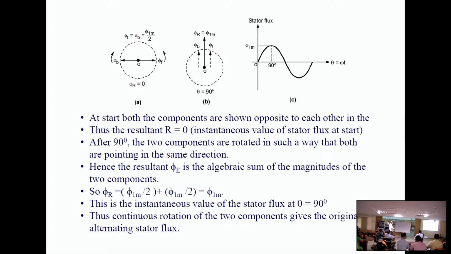Okay. So if you take two vectors and both are rotating in opposite direction, and find the resultant at each instant of time, we will get a sine curve. So in other words, a sine curve can be represented by two vectors rotating in the opposite direction.